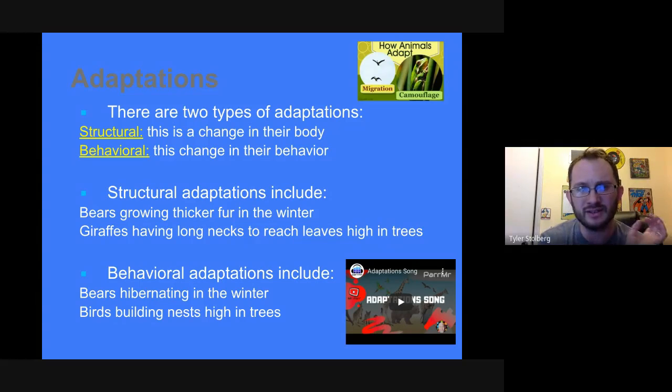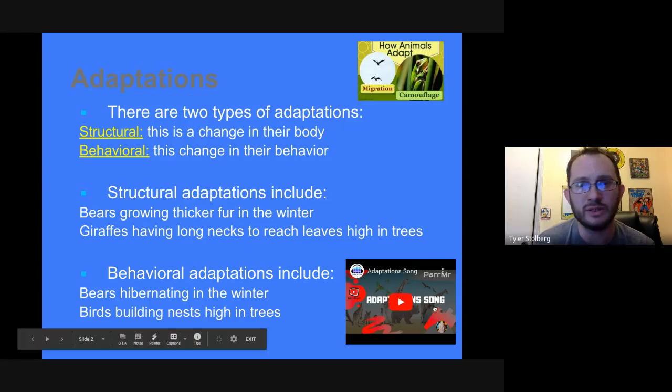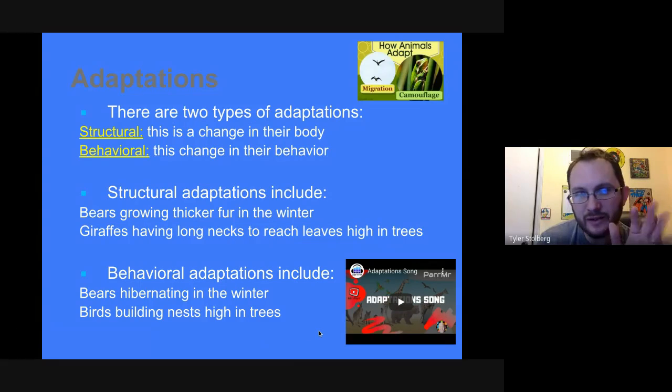Behavioral adaptations aren't as easy to see. You have to observe an animal's behaviors to notice a behavioral adaptation. So bears hibernating in the winter, that's not a physical part of them. It's just something they do, an instinct they know to have. Birds building nests high in trees, again, not a physical characteristic, but just something they know to do. Those are behavioral adaptations. So when you're done with this slide, go ahead and play this song. It's slightly cringy, but there's good information in it.